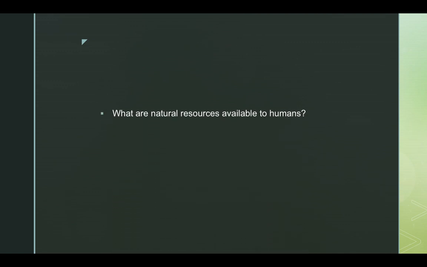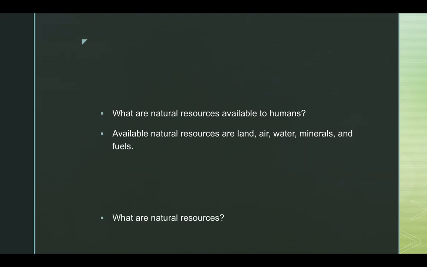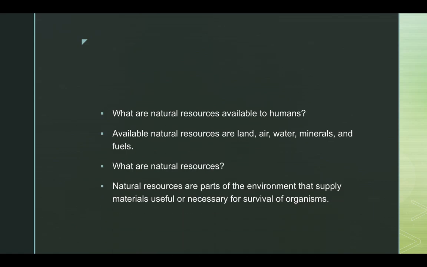All right, let's look at this question. What are natural resources available to humans? Available natural resources are land, air, water, minerals, and fuels. You may want to write that down. It's a good note. What are natural resources? Natural resources are parts of the environment that supply materials useful or necessary for survival of organisms.